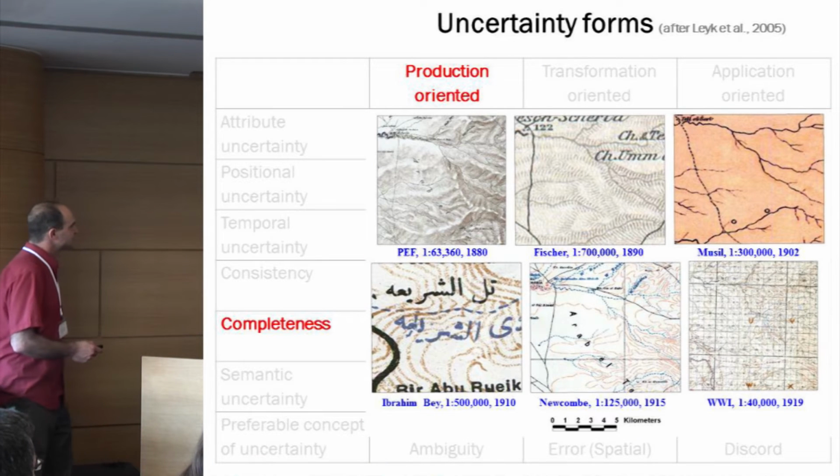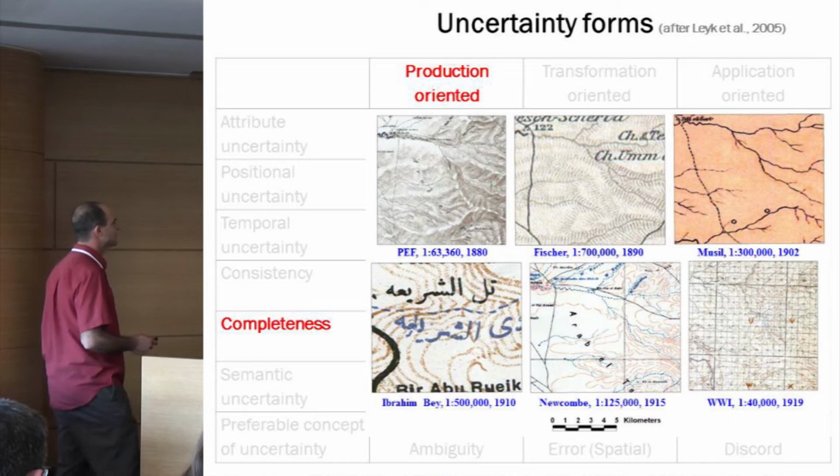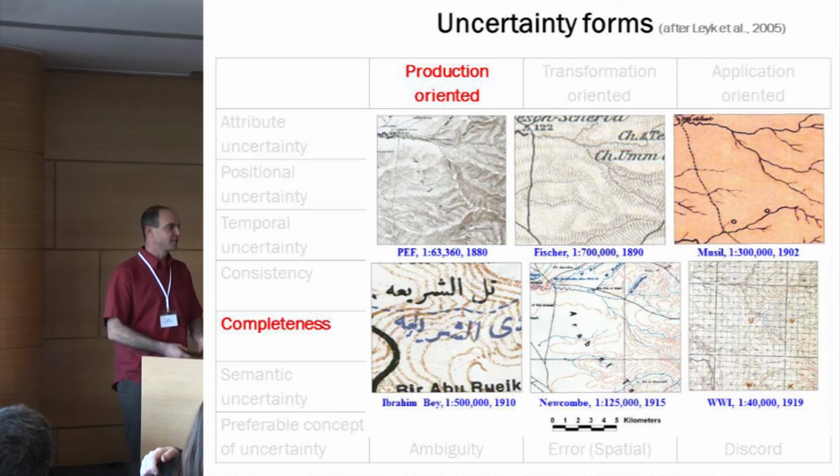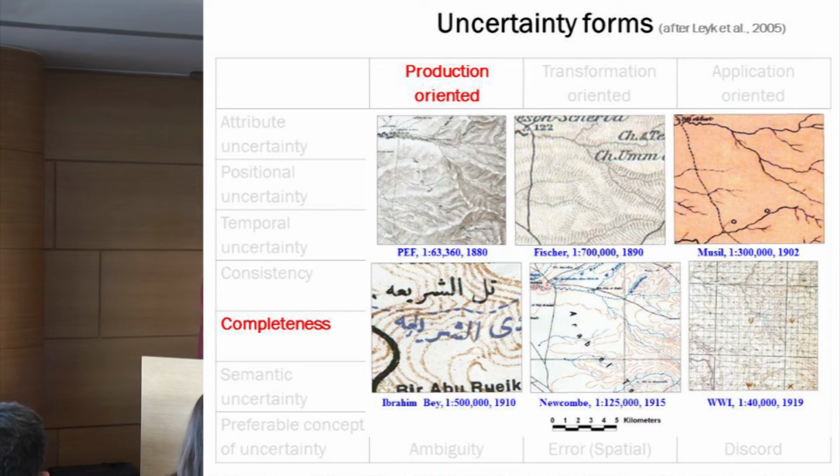Another issue of uncertainty in historical maps is related to their completeness. Whether all the features that exist in the real world are shown on the map. And of course, we cannot show everything on a map because of its scale, for one thing. Here we can see 6 maps from different years, different scales, showing the same area. That's in the northern Negev.